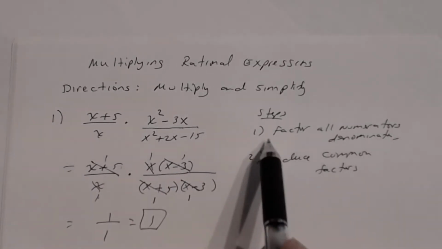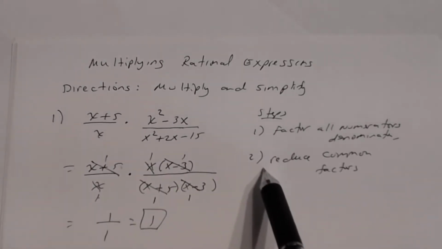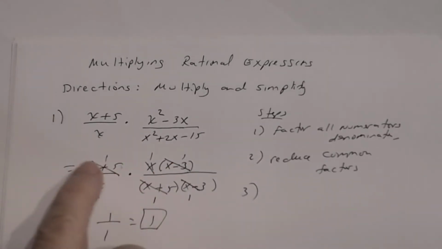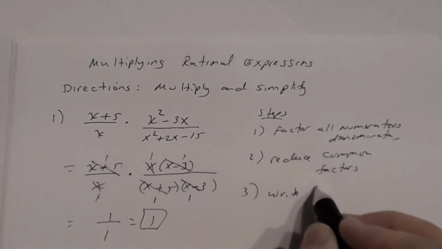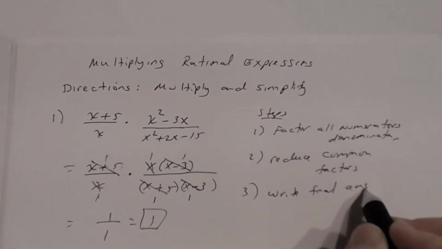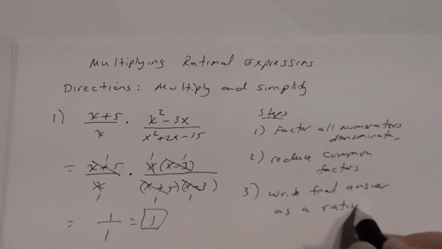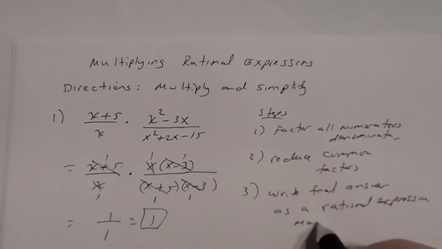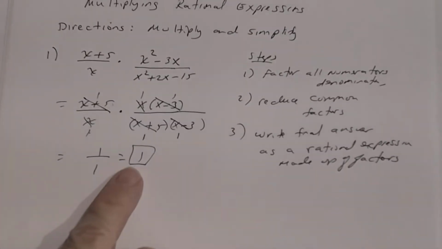Remember, the first step you had to do was factor all the numerators and denominators. Then you reduce your common factors. And then step 3, once you do that, is to write your final answer as a rational expression made up of the factors. So you wrote this as one rational expression.